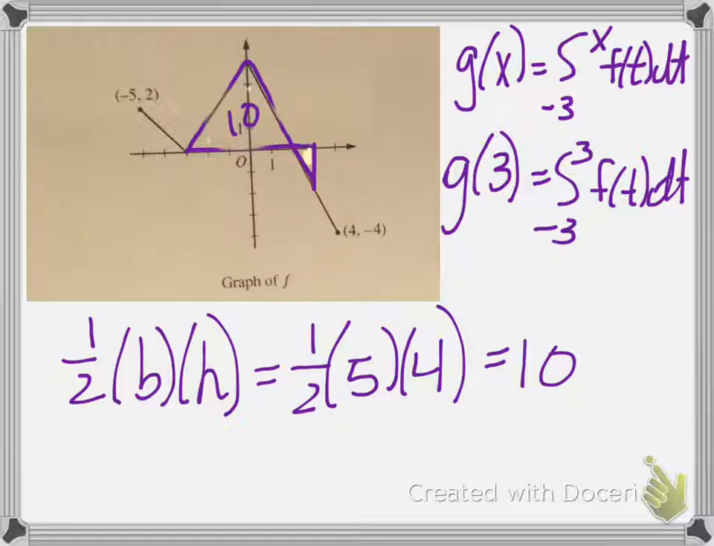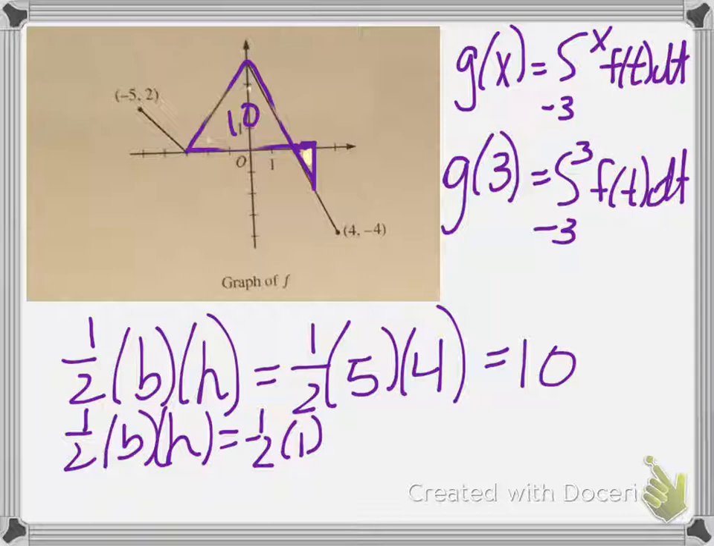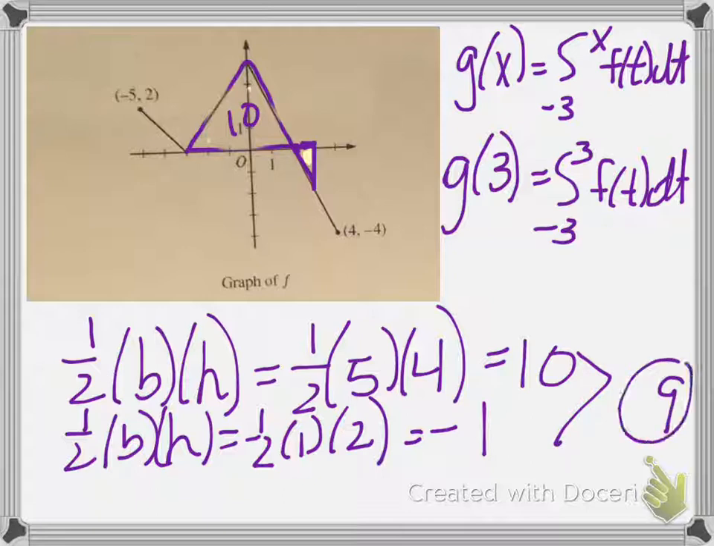And then we need the area of this little triangle. That's also going to be 1/2 base times height. The base is just going to be 1, and the height is going to be 2. So you're going to get half of 2, which is equal to 1, but it's below the axis, so it's a negative. So 10 minus 1 is going to be equal to 9. And that was worth 1 point.